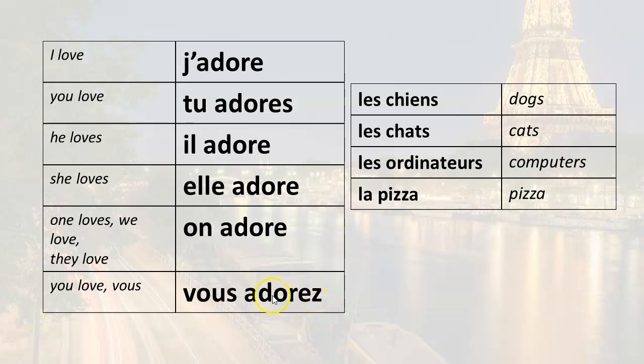And finally, you love, using vous. Vous adorez. You love dogs. Vous adorez les chiens. You love cats. Vous adorez les chats. You love computers. Vous adorez les ordinateurs. You love pizza. Vous adorez la pizza.